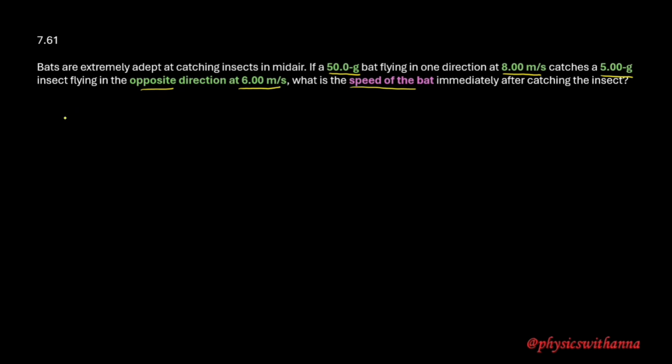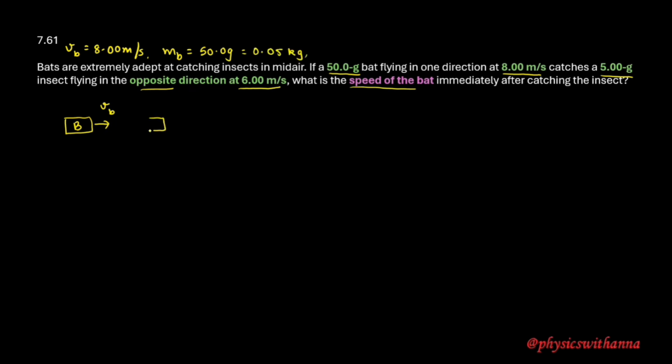So here in this question, you have a bat, which I will call B, which is moving with a speed we will call Vb of 8 meters per second in one direction. Let that be towards the right. So we write Vb as 8. Mass of the bat we will write as mb, which is 50 grams. We convert this to kilograms by dividing by 1000, which becomes 0.05 kilograms.